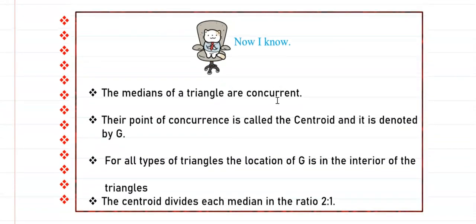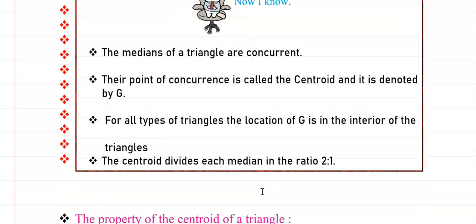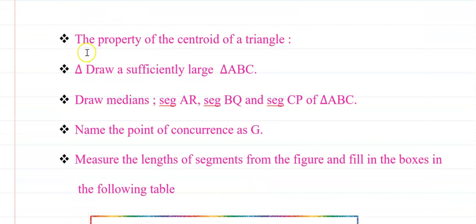Now next, the medians of the triangles are concurrent. Their point of concurrence is called the centroid, and it is denoted by capital G. For all types of triangles, the location of G is in the interior of the triangle. The centroid divides each median in the ratio 2:1, and this is very important. Next, the property of the centroid of a triangle.